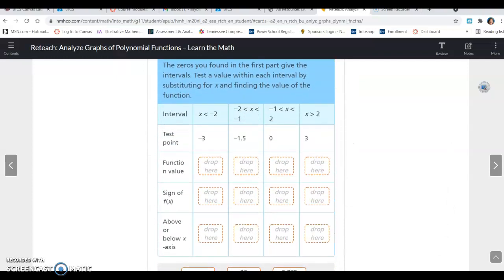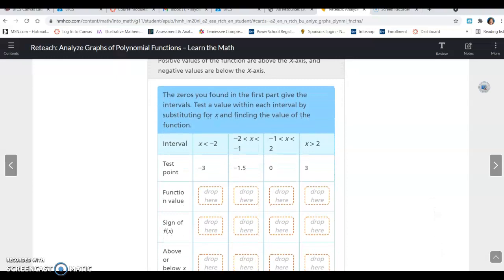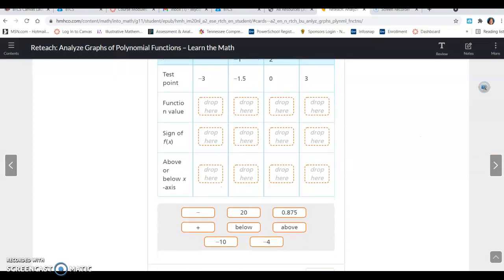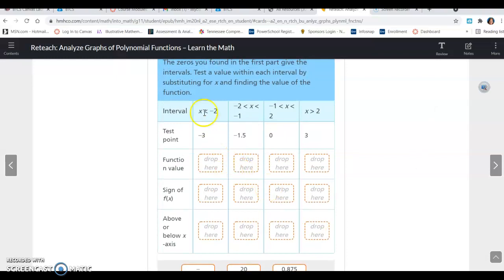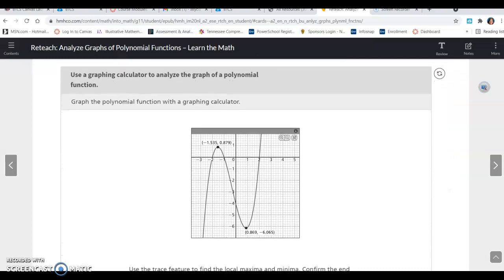All right, we're going to skip this next part where it says determine points. Basically it wants you to test points during different intervals of the graph. Most of the time you're going to be using a calculator, so we're going to skip down to the calculator part. If you want to do the last section on your own, feel free to do so.